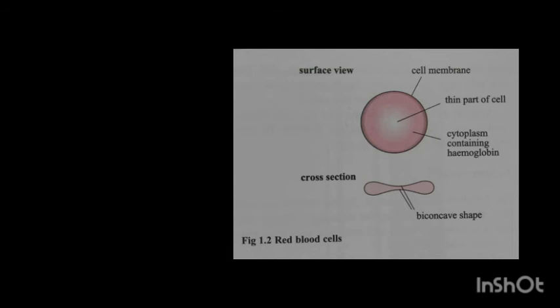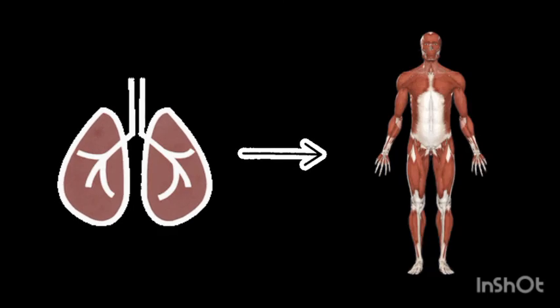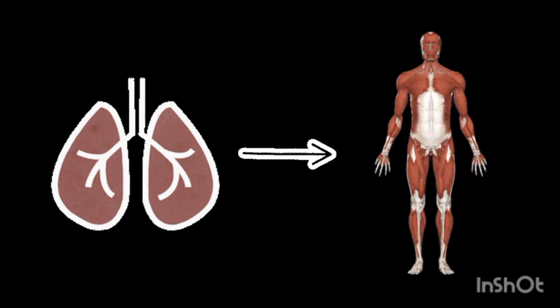Red blood cell. Figure 1.2 shows a red blood cell from a human. Red blood cells are carried around the body in the bloodstream. Their function is to transport oxygen from the lungs to all of the other parts of the body.